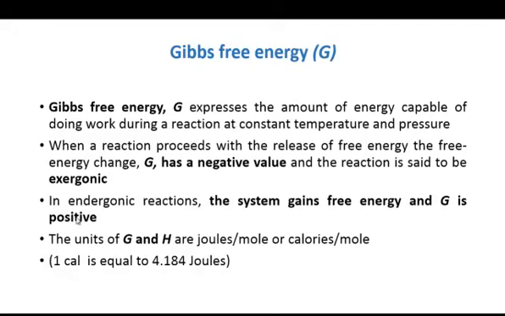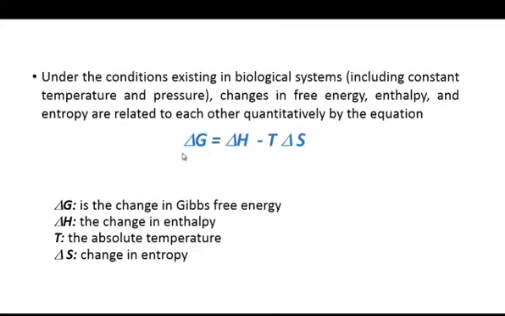The unit of Gibbs free energy and enthalpy are joules per mole or calorie per mole. Please note that 1 calorie is equal to 4.184 joules. This equation, delta G equals delta H minus T times delta S, indicates a relationship between the free energy, enthalpy, temperature and entropy of a system. In this equation, delta G is the change in Gibbs free energy, delta H indicates the change in enthalpy of the system, T is the absolute temperature and delta S is the change in entropy.